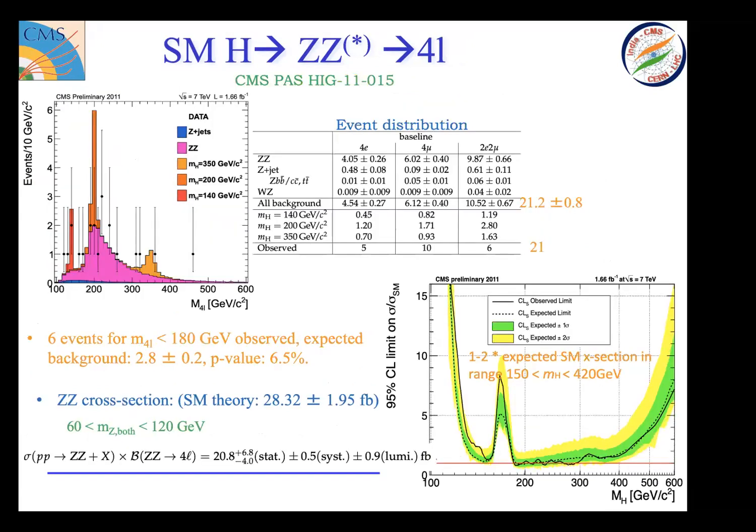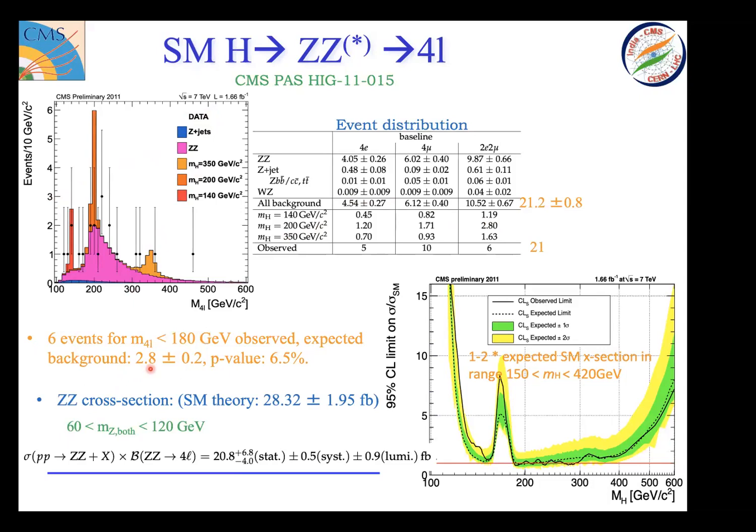Now, the next slide is basically the same as the earlier one, except that the data was updated to 1.66 femto-inverse. There was excitement for doing analysis with the data, and hence there were public analysis summaries, physics analysis summaries coming so often in the initial stages. Overall, 21 events were observed, which were of course consistent with the standard model background projection. But those 6 events remained there, and in the additional data, there was no event added below 180 GeV. The expected background turned out to be 2.8, and the p-value turned out to be 6.5% for this version of the analysis.